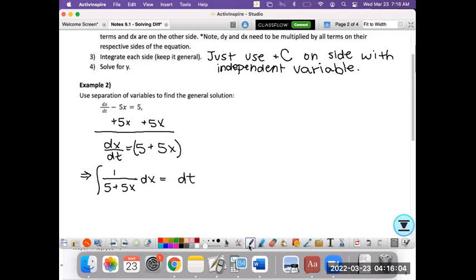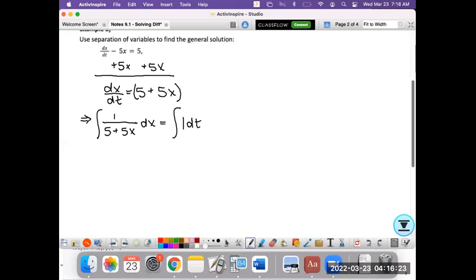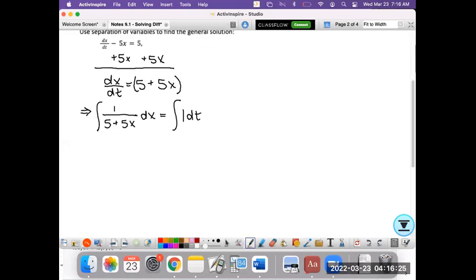I will have to do a small u substitution, but if you feel skilled enough, you don't have to. And on the right side, I just have a dt, or if you want to write that as a 1 dt, if that makes integrating that easier, go for it. So the reason that I'm going to do a u substitution on the left side is because I do have more than one term in the denominator and we don't have a quotient rule.